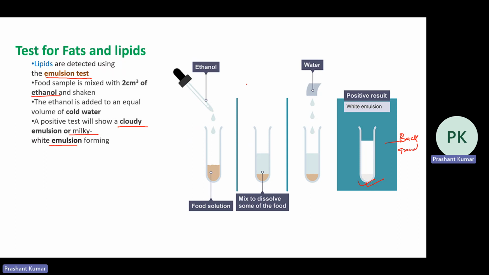Sometimes we can't see this emulsion, so we have to change the background. You can put any color for the background to see the white emulsion, because white emulsion is transparent. So you have to see it with the help of changing the background of the test tube.